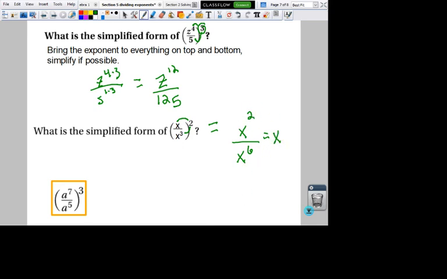I have x on top, x on bottom, so I'm going to subtract the exponents. x to the 2 minus 6, which is negative 4. But I got one last step, because what do I got to do to get rid of the negative? Flip it. Put it on the bottom. Yes, 1 over x to the 4. Alright, we're done.